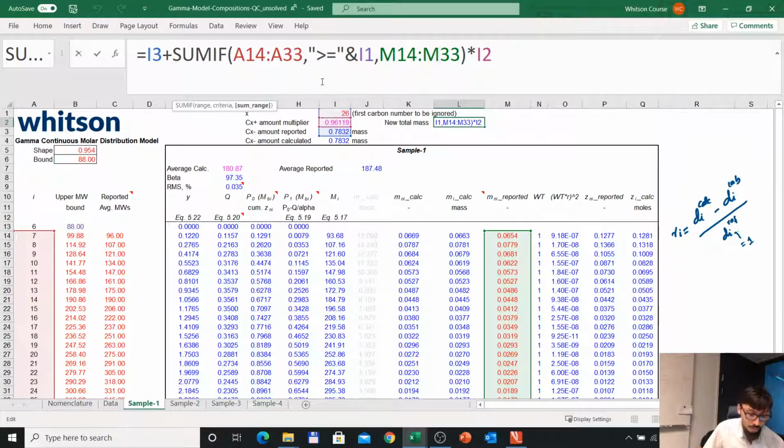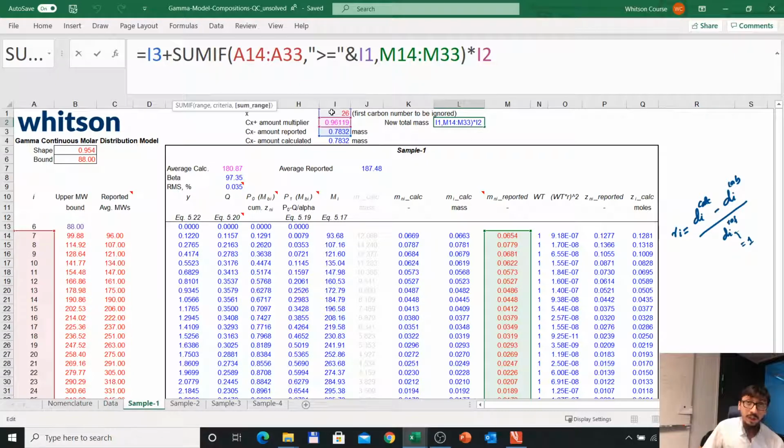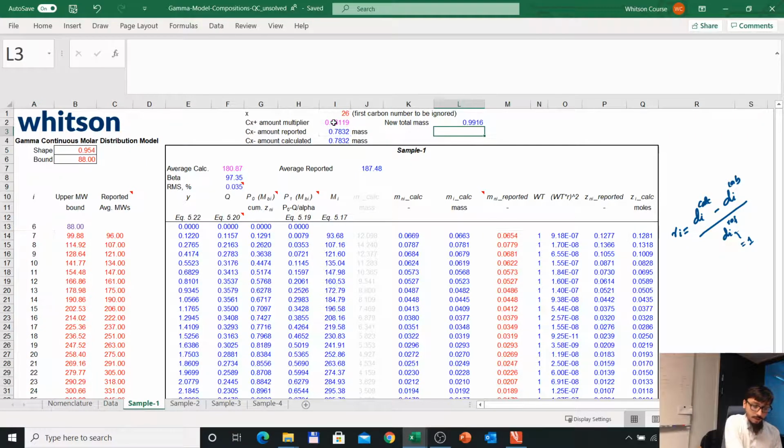So what this formula is doing is trying to compare this value x with this column here, and see whenever you get a number that's equal to or greater than this number that you have input. Wherever that happens, it sums the component amounts and multiplies it with this amount multiplier that it has calculated as part of regression.